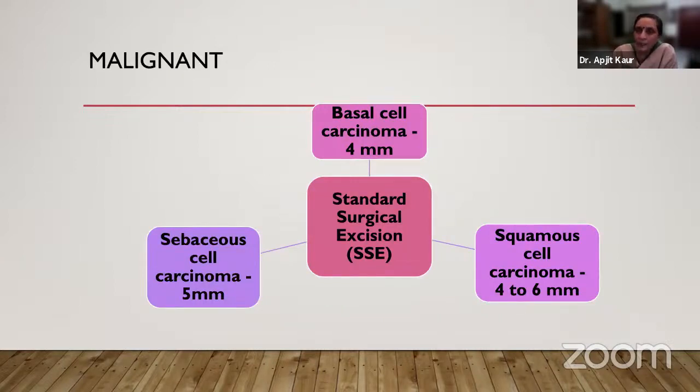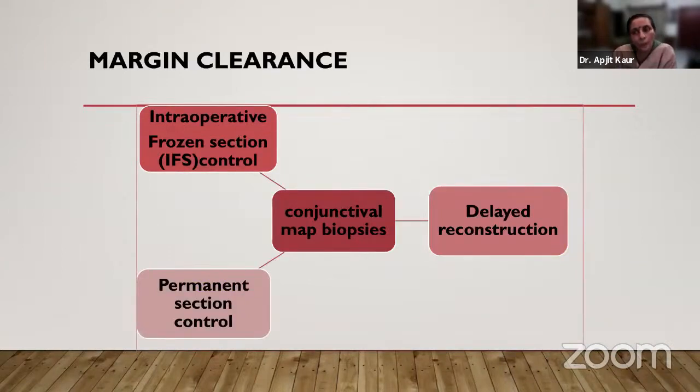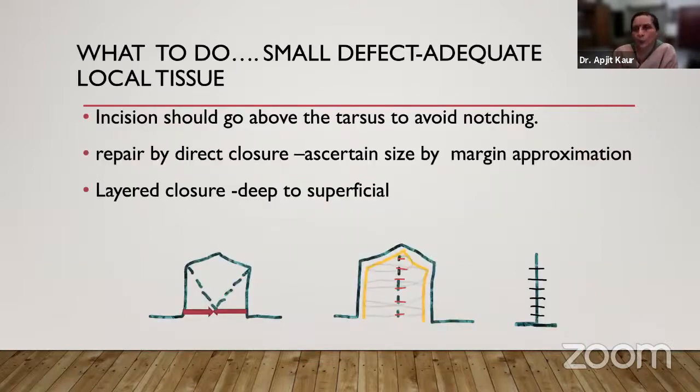The wide excisional margin for basal cell carcinomas is usually 4 millimeters, sebaceous is 5, and for squamous is anything between 4 to 6. We talked of intraoperative frozen section. If it's not available, then you do a permanent section control, conjunctival map biopsies, delayed reconstruction. Now, what are your options? All this knowledge is background knowledge, which prepares you for your surgical approach.